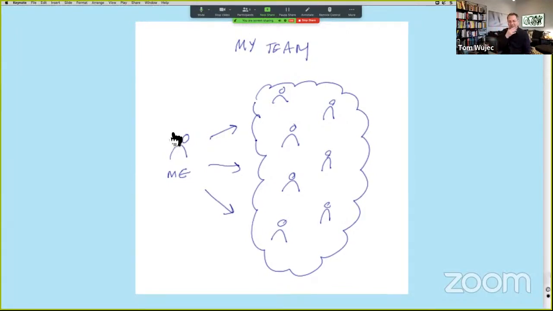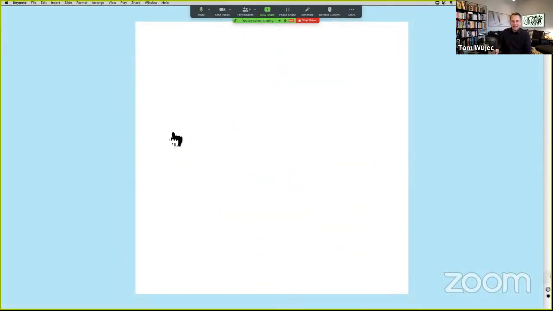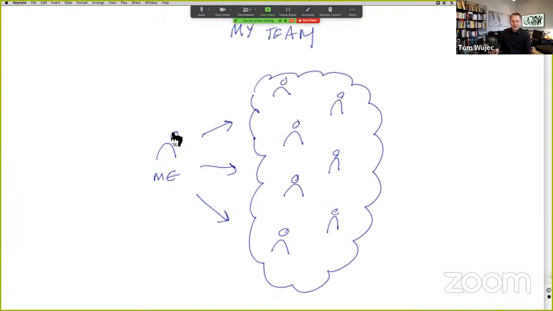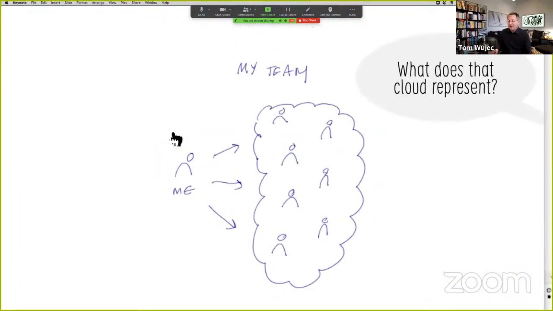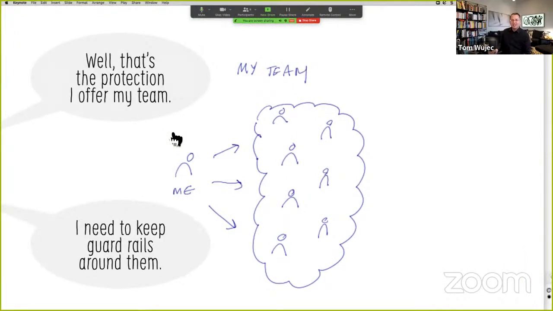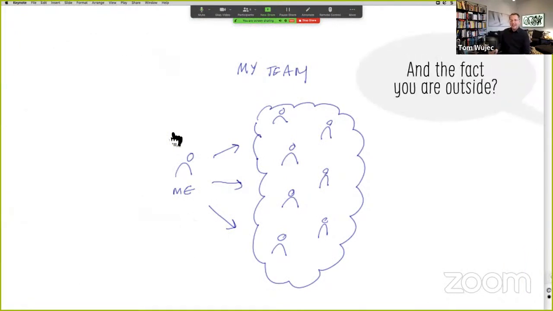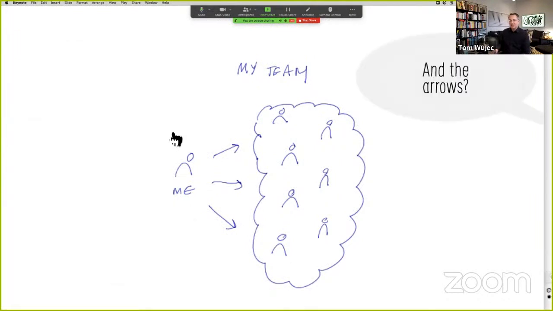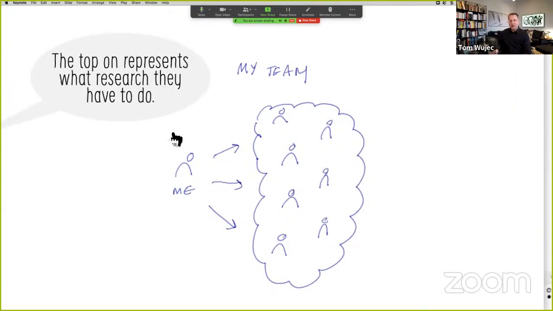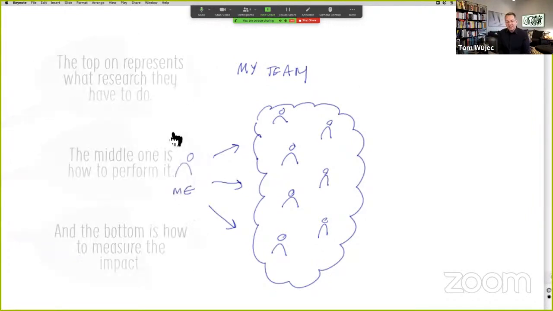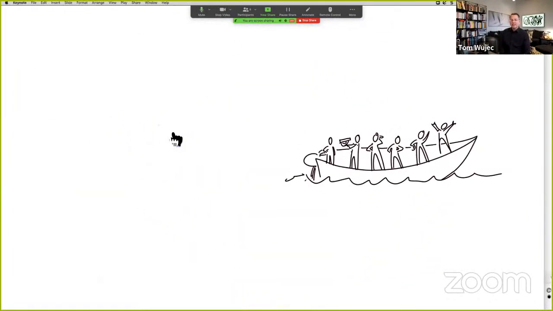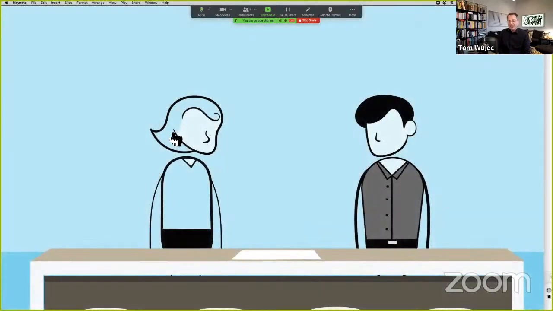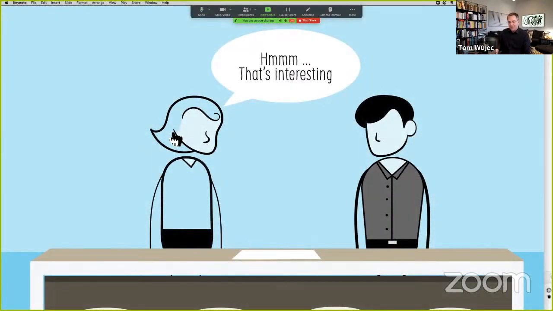And I asked her, what do you mean by this? I asked her a series of questions such as, what does that cloud represent? And she said, well, that's the protection that I offer my team. It's the guardrails. And why are you outside of it? Well, it's because I have to manage them and I need to keep distance to keep perspective. Why are the arrows going in one way? And she had different reasons for the arrows. The top one was describing the research that she needed to do. The middle is the process.